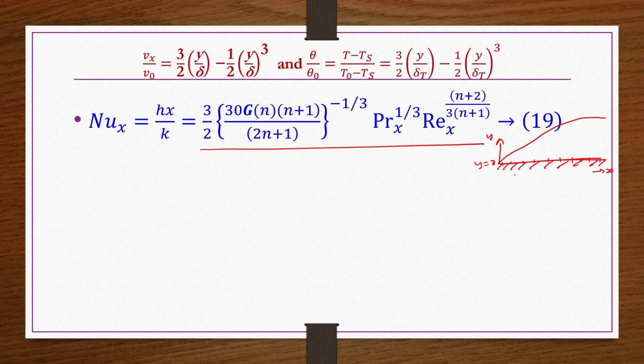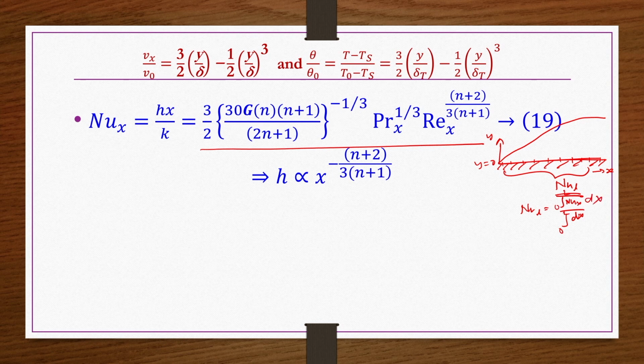But if you wanted to know the overall Nusselt number, the average for the entire length of the plate, then you have to do the integration of this one, and then divide by the integration of the distance dx, integration from 0 to L. This is what you have to do. This we are doing in the next slide anyway.